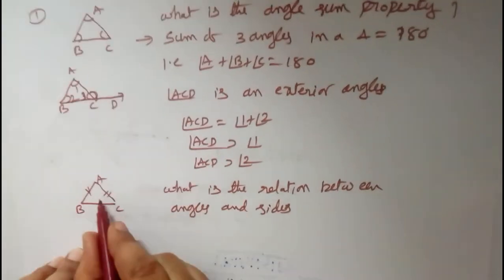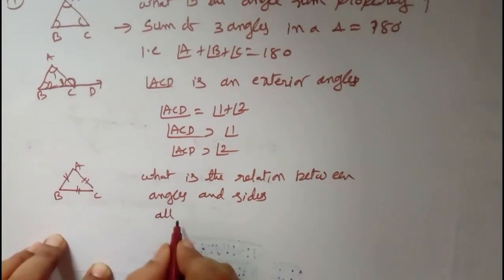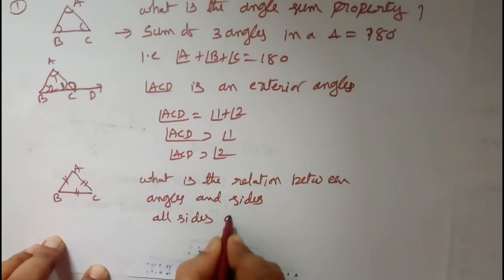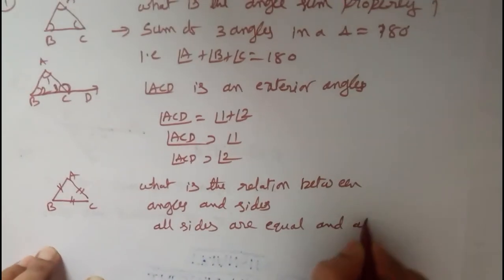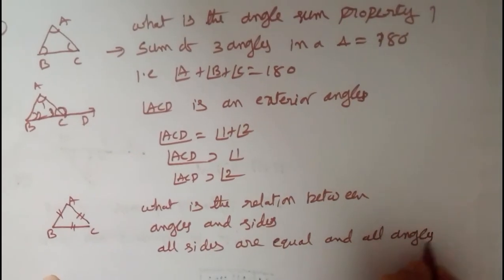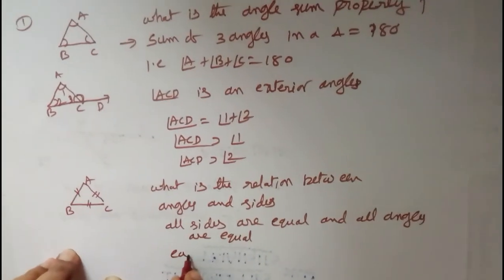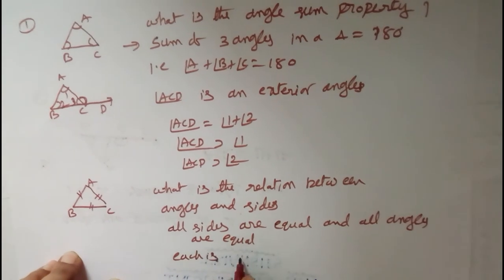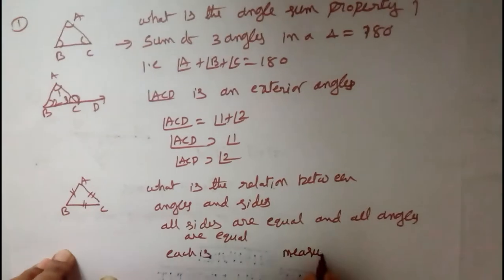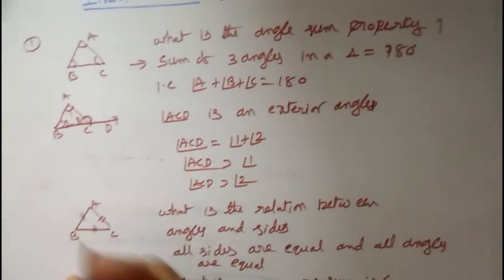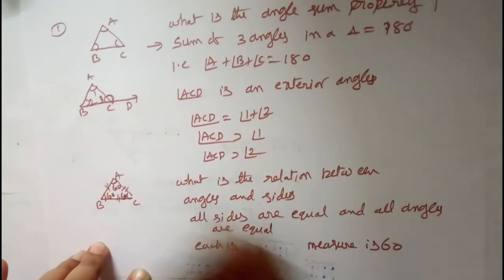In equilateral triangle, all sides are equal and all angles are equal. Each angle measure is 60 degrees. 60, 60, 60.